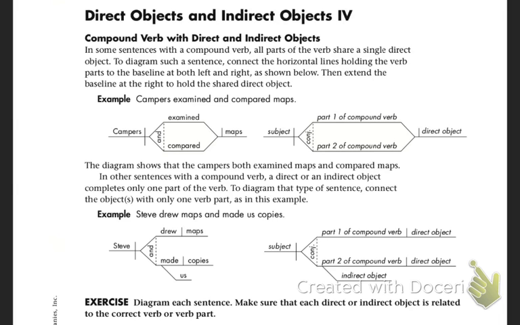For example, here's the baseline for campers. Campers did what? They examined and compared, come back together, compared what? Maps. And they have your subject, predicate, and your direct object, yes? Okay. Then you fill in the blanks. Here, what are we talking about? Campers. What did they do? They examined and compared. Compared what? Maps. Do you see it?